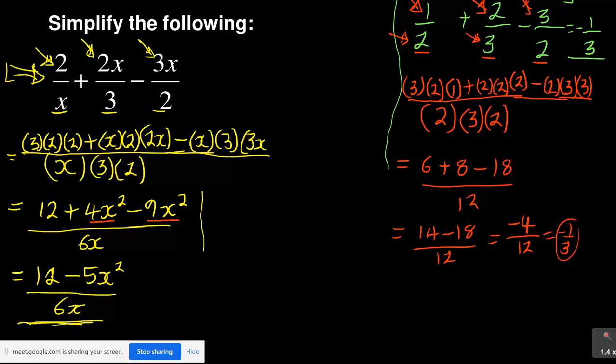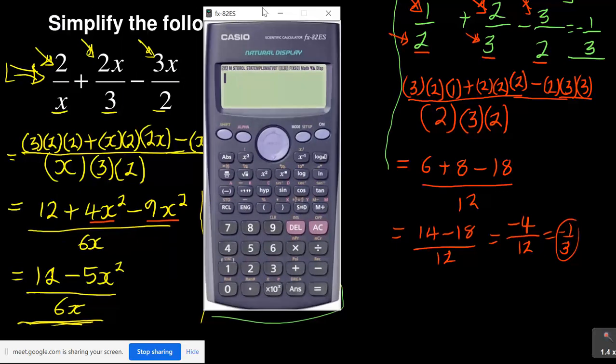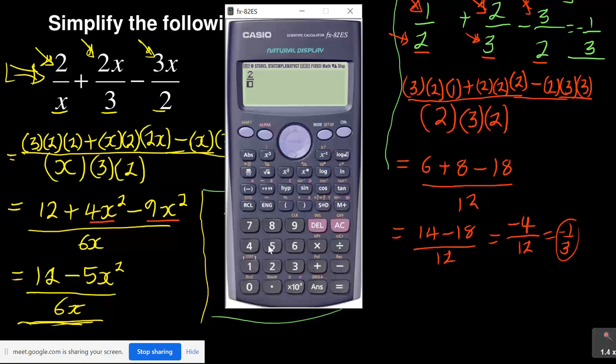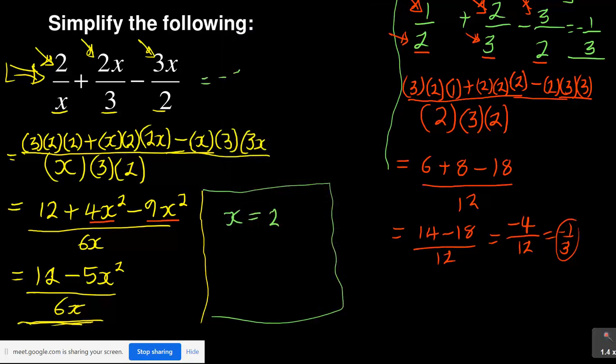Okay. Now the question is, I told you, how do you quickly verify? You choose any number. What do you want us to try? Maybe x is equal to 2. So what you do, you quickly go to your original and say, here it's 2 over 2 plus 2 into 2 over 3 minus 3 times 2 over 2. So you're having that. The answer is negative 2 over 3.